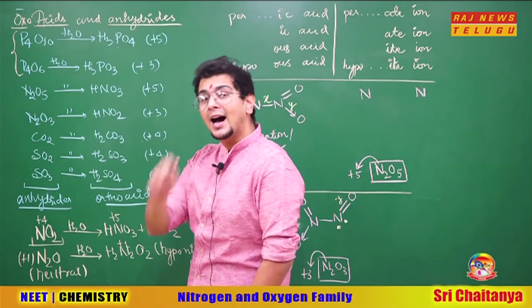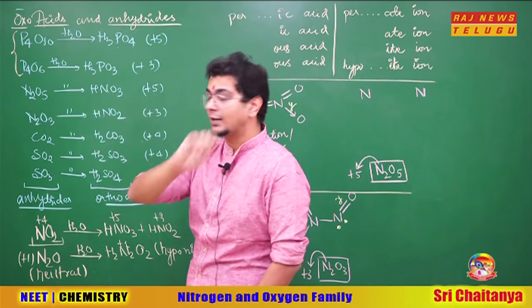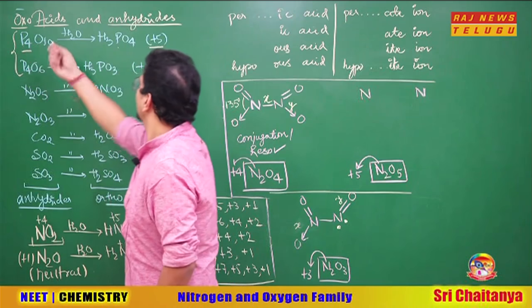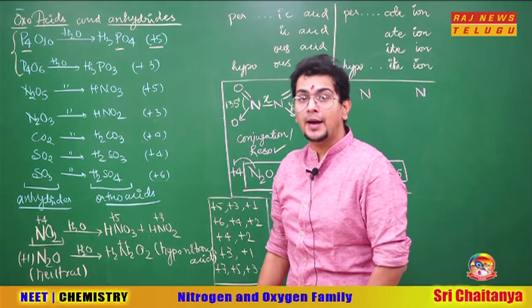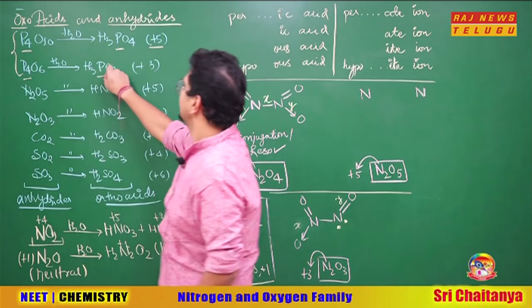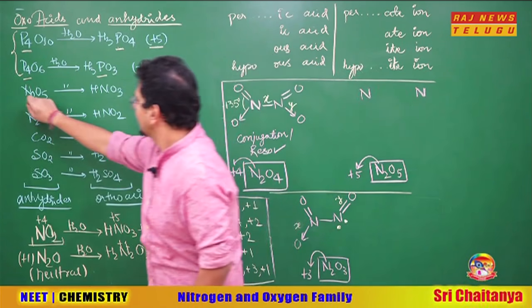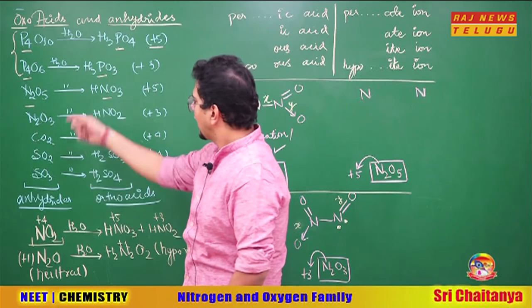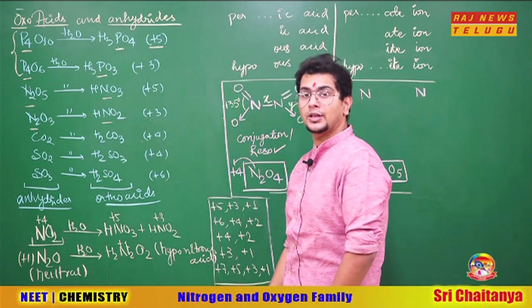The logic is very simple. Until it is extremely necessary, oxides do not undergo disproportionation. That means, for example, here the phosphorus is in +5 in P4O10 and in H3PO4 also phosphorus is in +5. So the +5 oxide of a non-metal forms the oxy acid in +5. Similarly, +3 will form the oxy acid in +3. So P4O6 +3 forms H3PO3 +3. Similarly, N2O5, nitrogen +5, will form the oxy acid HNO3 which is in +5. N2O3, nitrogen in +3, forms the oxy acid HNO2, nitrogen in +3.